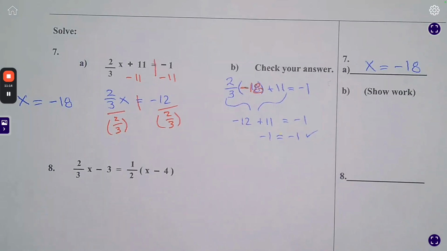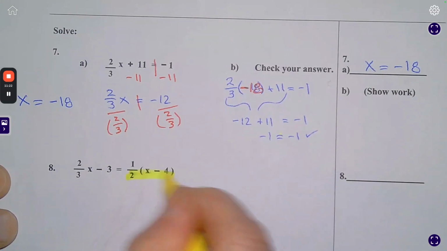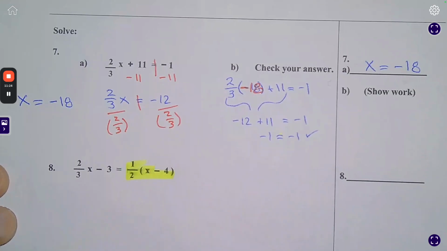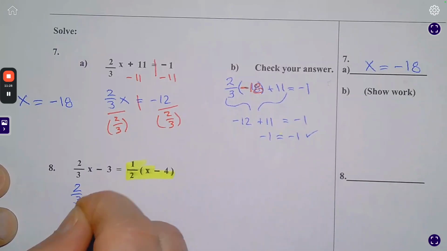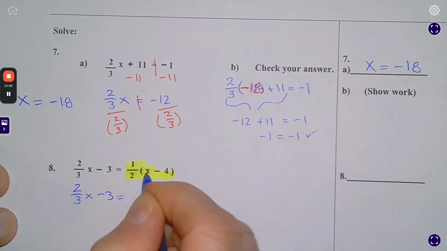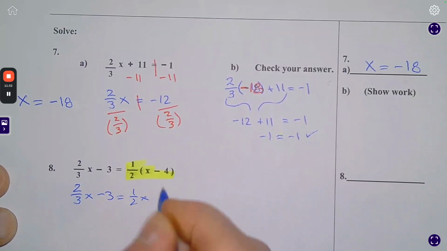Okay, let's keep going. Another fractional equation. Look at the right-hand side. There's that wonderful distribution. I'm going to write the left-hand side down. 1/2 times x is 1/2 x. Positive times a negative is a negative. Half of 4 is 2.